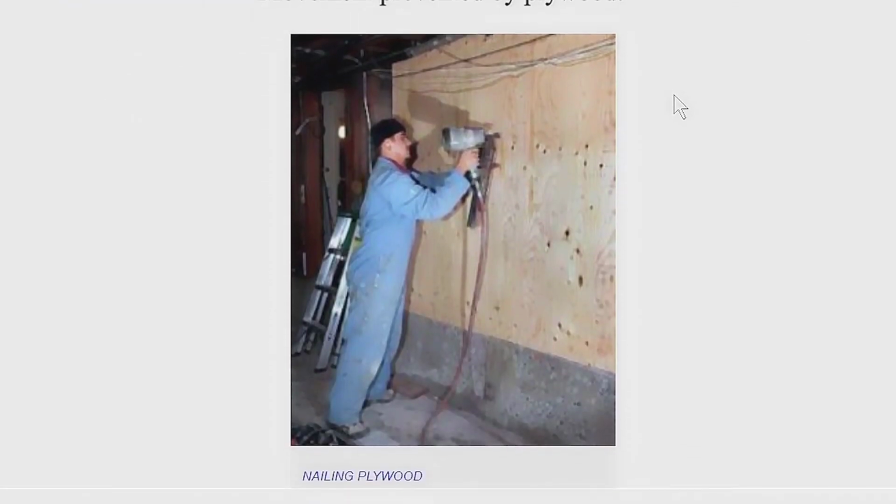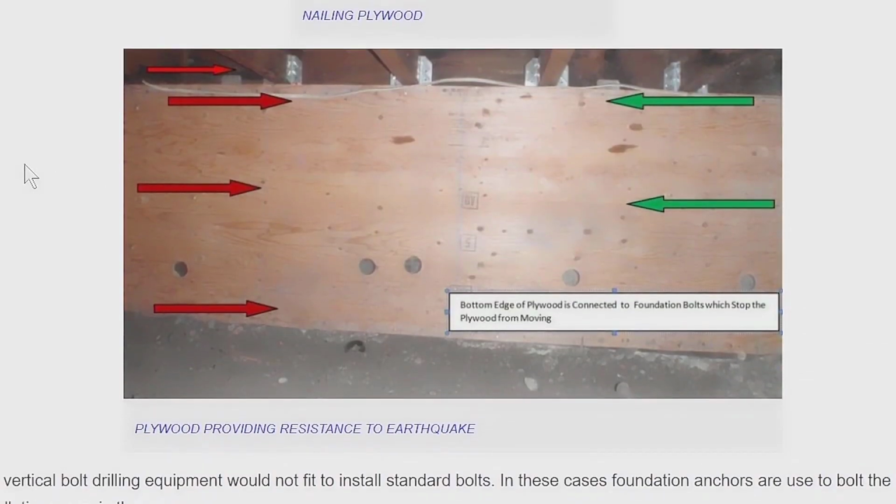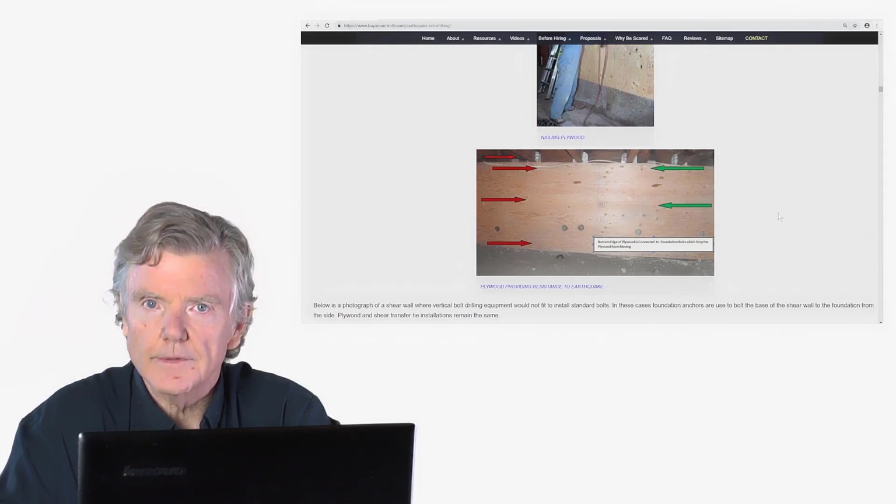So here's a guy nailing up plywood. It's pretty simple. You just take a nail gun and you nail it up in a certain way with certain nails, and we'll go into that again in a minute. So the way this works is earthquake force is coming here. It's pushing against the wall. Counterforce is provided by the plywood, so that prevents the cripple wall from collapsing.